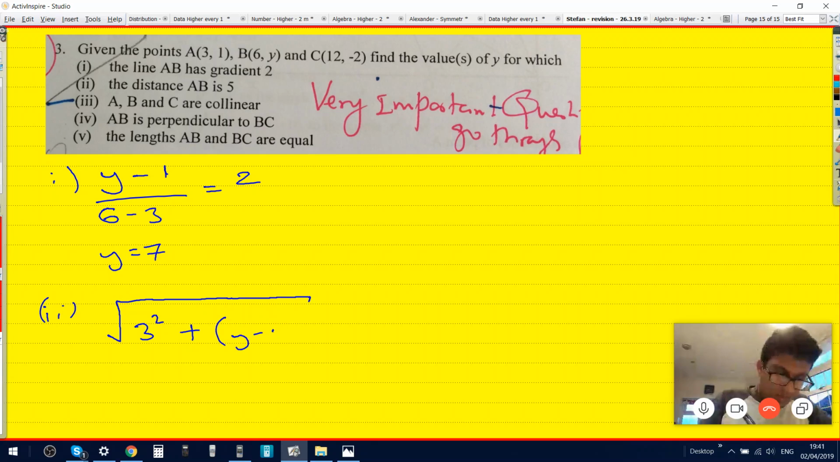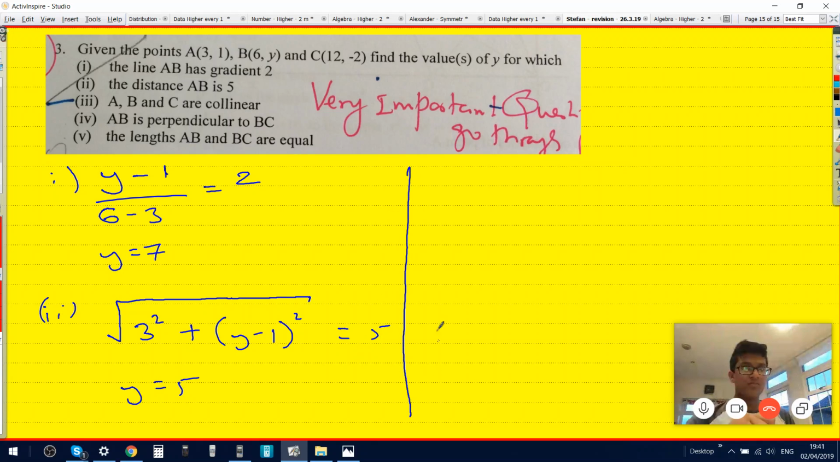So y minus 1 equals 4, so y must equal 5. Okay, the whole thing is 5, so y equals 5. Was it C you were unsure about? Part 3? Yeah, this was the one that really was tricky.